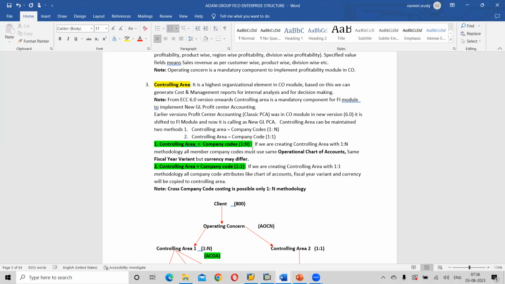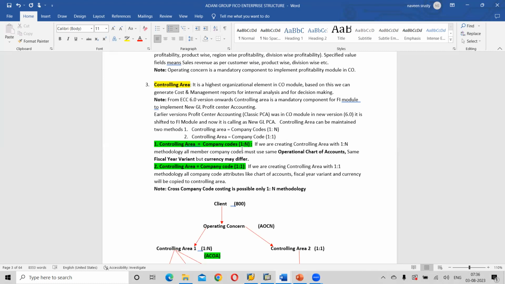3 company codes. So when we are using 1:n methodology, controlling area equal to 1:n methodology, then intercompany transactions are possible. Within the company, there are 3 different member company codes. So any buying and selling, any payments or receipts between the 3 company codes are possible.